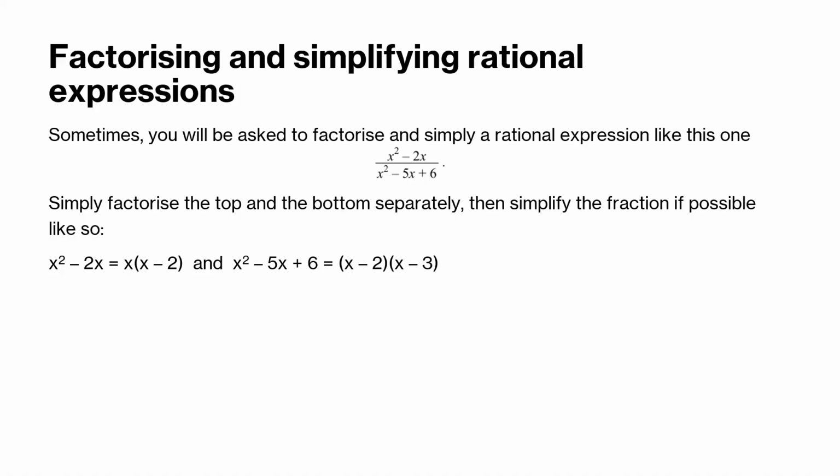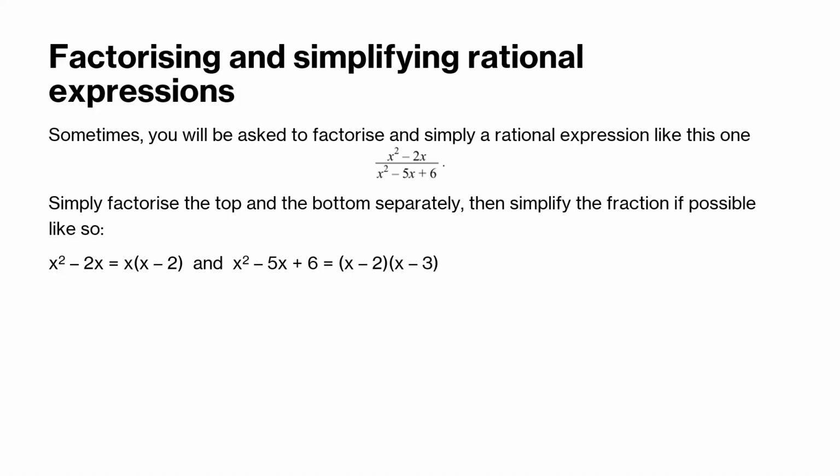x is the like term, we take it out. And then we simply add the terms required to make it into the original number. So x multiplied by x minus 2 would give us x squared minus 2x. Similarly, x squared minus 5x plus 6 can be split into x minus 2, all multiplied by x minus 3. You will notice something. We have x minus 2 in both of them.